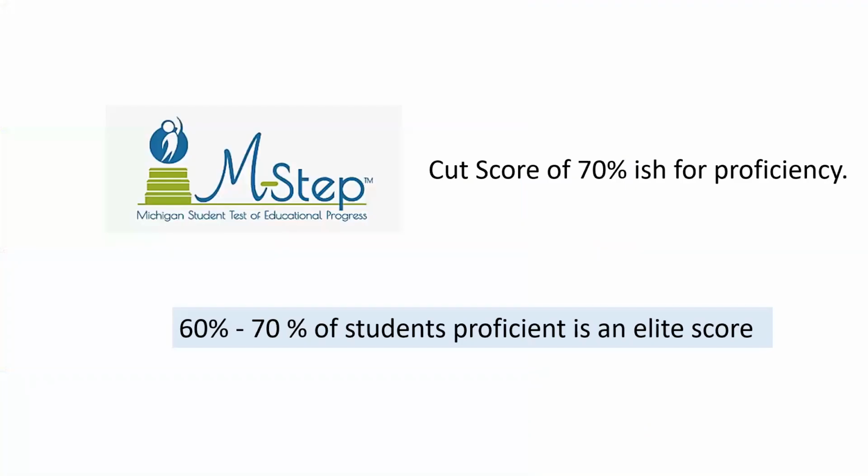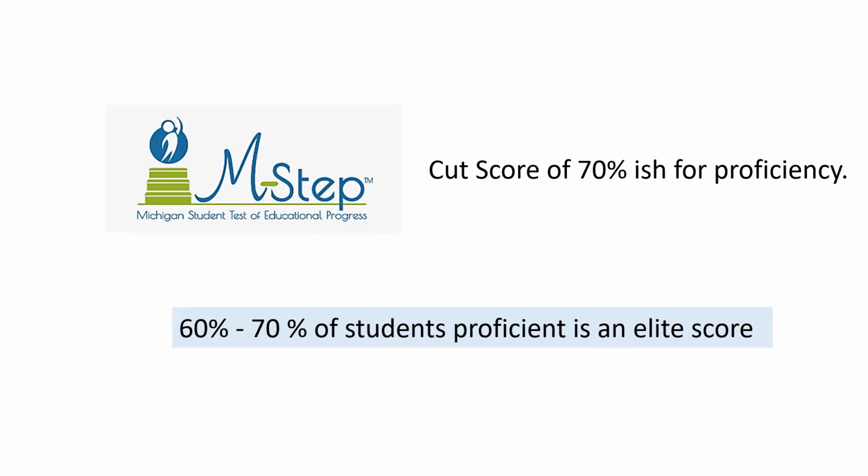So the assessment data that we're about to look at is called M-STEP data. Every state has their own test. I know in Texas they call it the STAAR. In some states it's called Smarter Balanced, or it's called PARCC in some states. But ours is called the M-STEP. And just so you know, our cut score is around 70%-ish for proficiency. So that means that a student has to score around a 70%. It fluctuates a little bit between grades to be proficient.